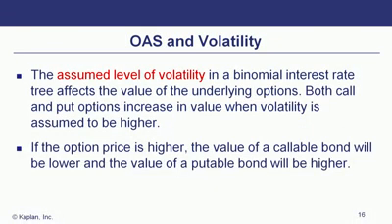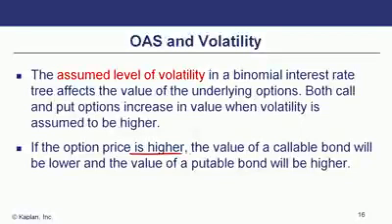So the assumed level of volatility in a binomial interest rate tree affects the value of the underlying option, right? So if you have high volatility, that's going to make the embedded option high. If you have low volatility, then the embedded option is going to have a lower value. And that's just the way it is, right? Volatility is the option's friend. It always makes them worth more, right? So both calls and puts are going to increase if the volatility is assumed to be higher. So if the option price is higher, the value of the callable bond is going to be lower, right?